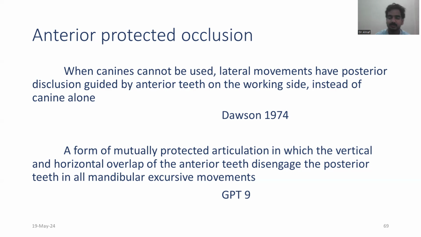So in canine occlusion, only canines will come in contact and provide disocclusion. But in anterior protective occlusion, the anterior teeth will come in contact and create a disocclusion in the posterior region. It was proposed by Dawson in 1974. To see the GPT-9 definition, it's a form of mutually protected occlusion in which the vertical and horizontal overlap of the anterior teeth disengage the posterior teeth in all mandibular excursive movements.